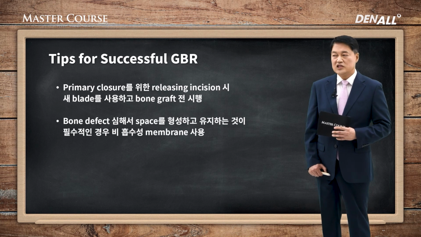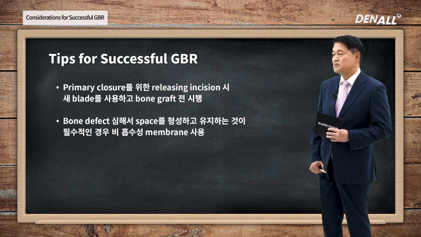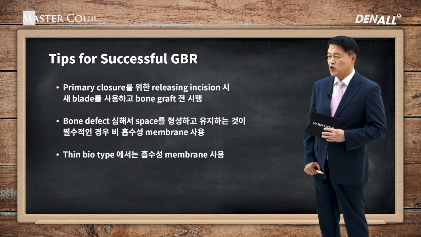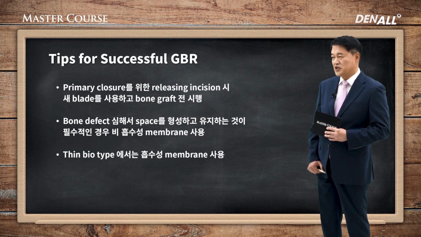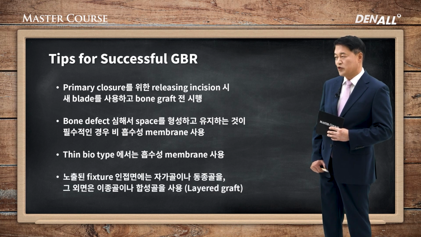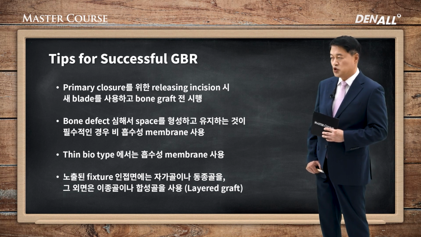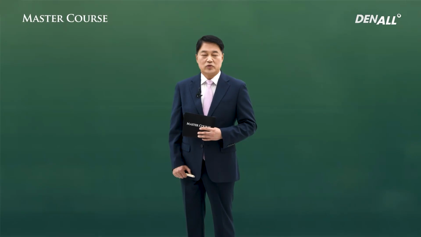When there is severe bone defect and if it is essential to create and maintain space, you should use non-resorbable membrane. In thin biotype, you should use resorbable membrane, which has good biocompatibility. Around exposed fixture, you should use autogenous or allograft material, and on top of it, you should use xenograft or synthetic material that is not resorbed for a long time. Layer graft should be done.